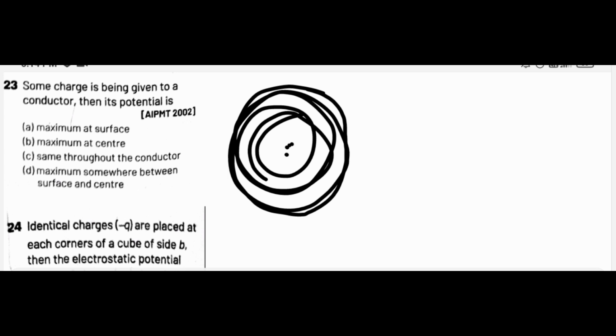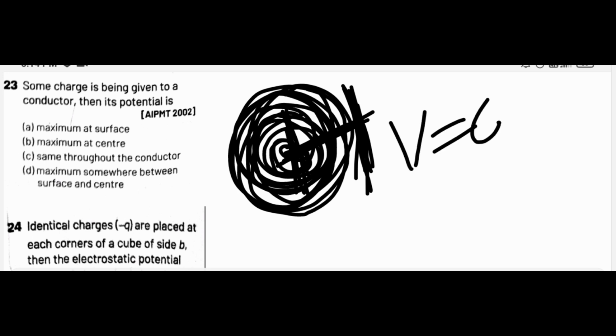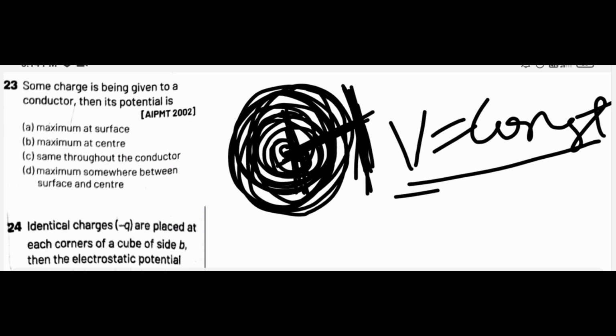See, this is from the basics, that is from the concept. Whatever it is, if they are giving a charge to anything, on the entire surface, whatever charge you give, it will be such that the potential will be the same from the center to the surface. So that is the basic. They are only playing a game with the students by using the concept of equipotential surface. So V remains constant throughout the surface. So the answer will be the same throughout the conductor. So option C is the correct answer.